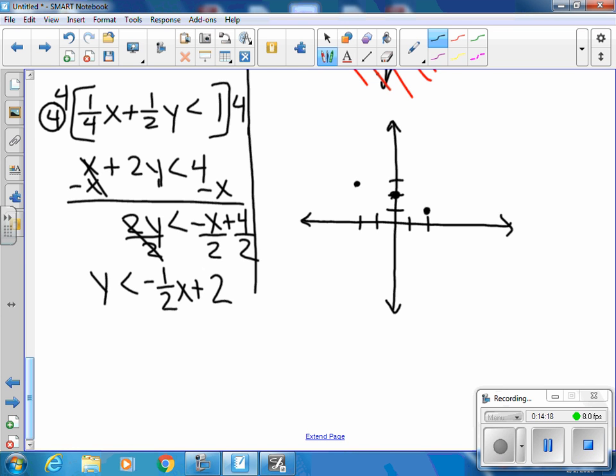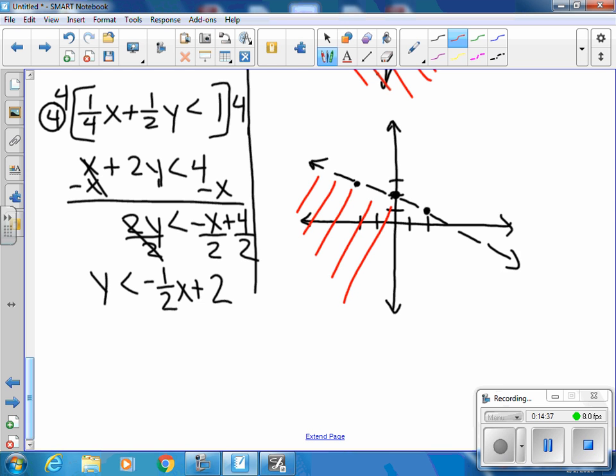All right, and then before you connect, always ask yourself solid or dashed. There is no piece of the equal bar, so it is a dashed line coming through the dots. And extend it from one edge of your grid to the other. All right, and then you want to shade less than would be underneath the line. So that would be down here.